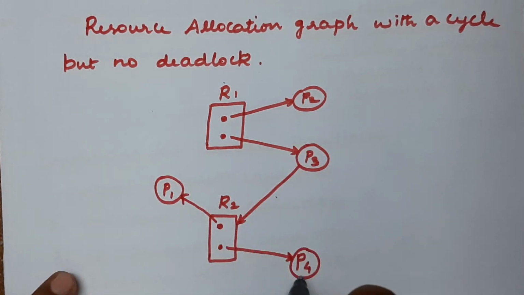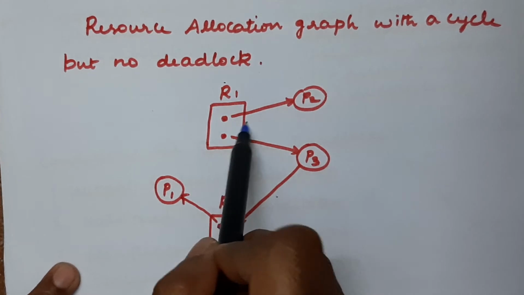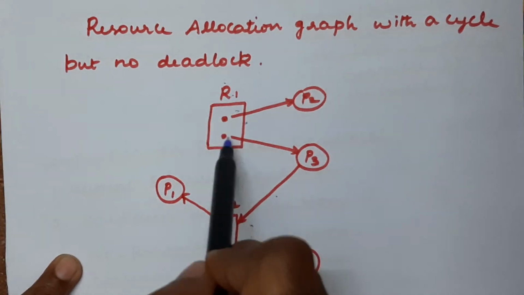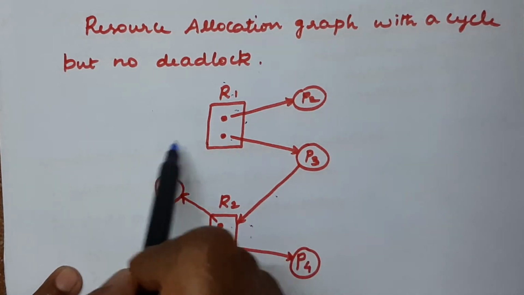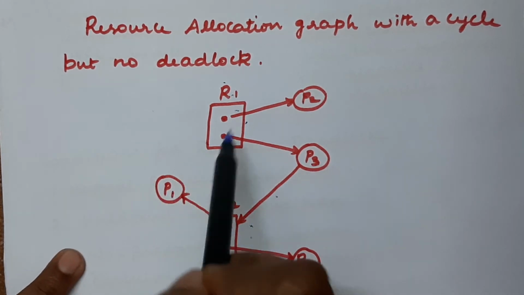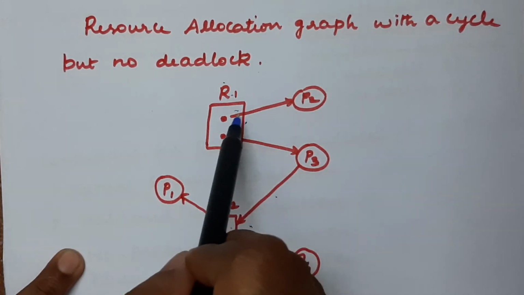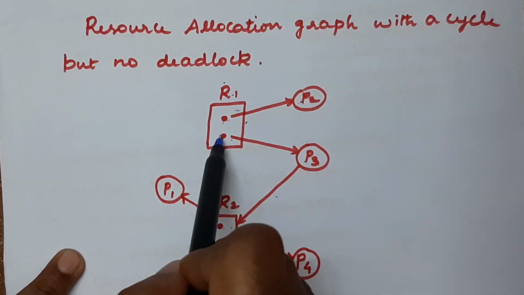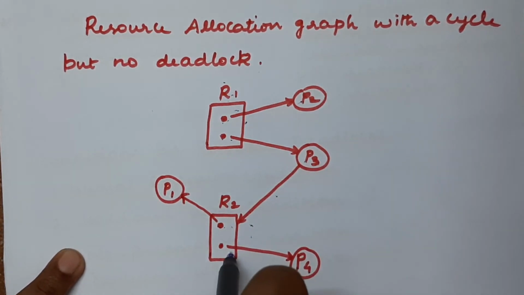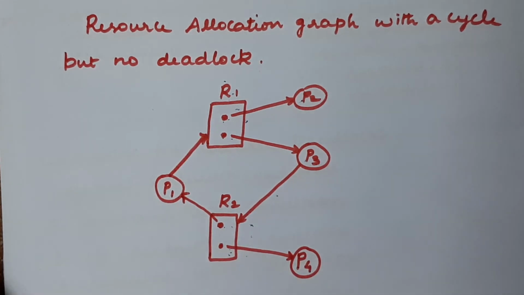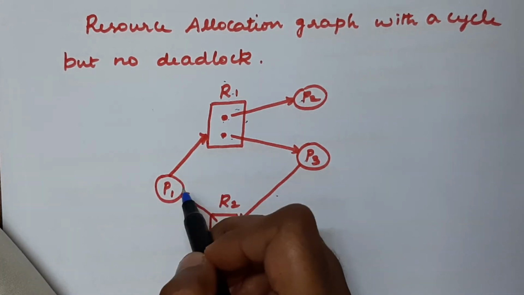So here we have 4 processes, P1 to P4, and we have only 2 resources, and the 2 resources have 2 instances each. R1 has 2 instances and R2 has 2 instances. So now one of the instances of resource type R2 has been allotted to P1. P1 is not requesting anything, right? And P2 is allotted the resource type R1. P3 is also allotted the resource type R1. And P4 has one of the resource type R2, isn't it? So we have one more edge from P1 to R1.